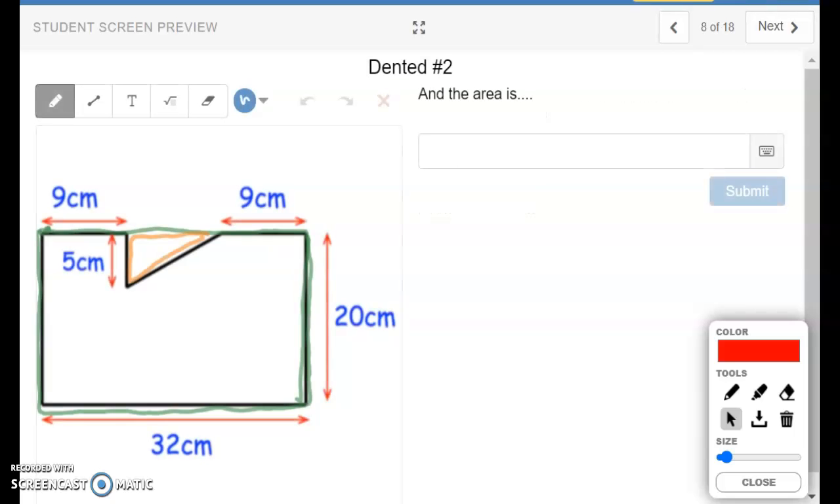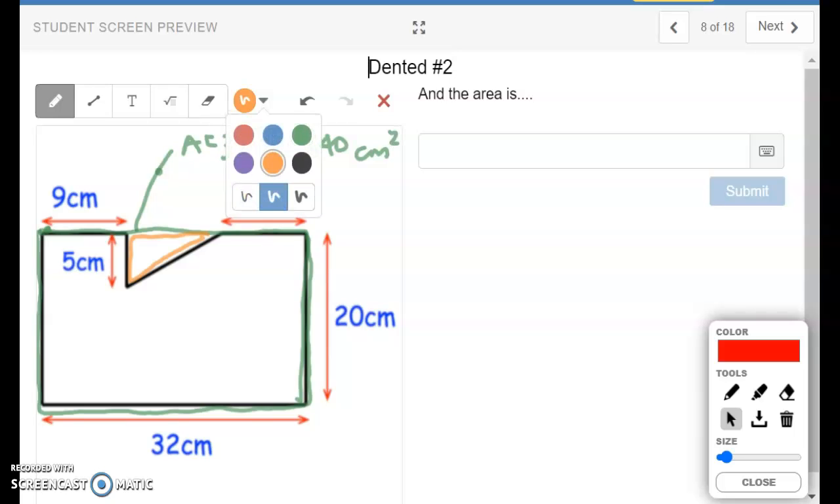So let's calculate the area of the big rectangle. Area is base times height, so for this rectangle it's going to be 32 times 20. That's going to be 640 centimeters squared. Now let's figure out the area of this little triangle.